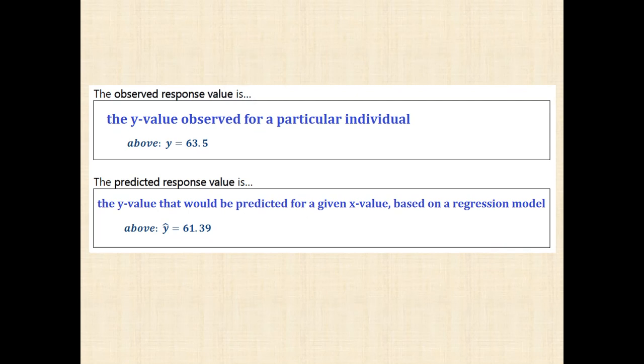For the example immediately preceding this, y, the observed response value, is 63.5. The predicted response value is the one that you get from the regression model. So it's what you get when you substitute in for x and simplify. Here, y hat, the predicted response value, is 61.39.